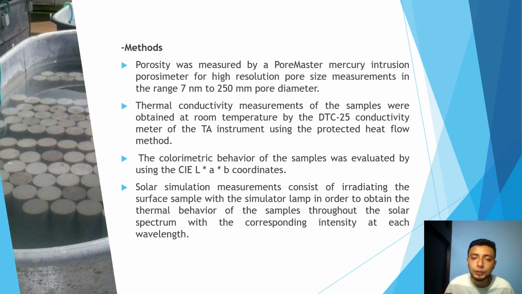The thermal conductivity measurements of the samples were obtained at room temperature by the DTC-25 conductivity method of TA Instruments using the protected heat flow method. The colorimetric behavior of the samples was evaluated by using CIELAB coordinates. The solar simulation measurements consist of irradiating the sample surface with a simulator lamp in order to obtain the thermal behavior of the samples throughout the solar spectrum with the corresponding intensity and edge wavelength.